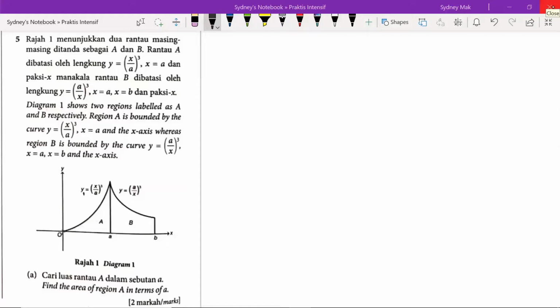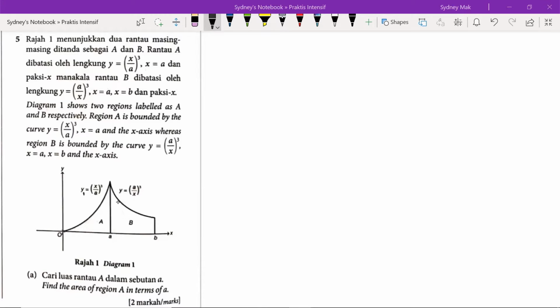Hi everyone, this is Practice Summative, paper 2, question number 5. In this question, the diagram shows two regions labeled A and B. Region A is bounded by the curve y equals x over a cubed, which I label y1, and x equals a and the x-axis.